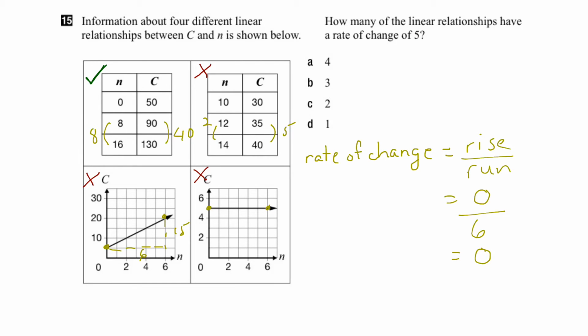So therefore this graph does not represent a rate of change of 5. So now we have enough information to answer our question. How many of the linear relationships have a rate of change of 5? Well, only one of them does. And so there you go. The answer is D.